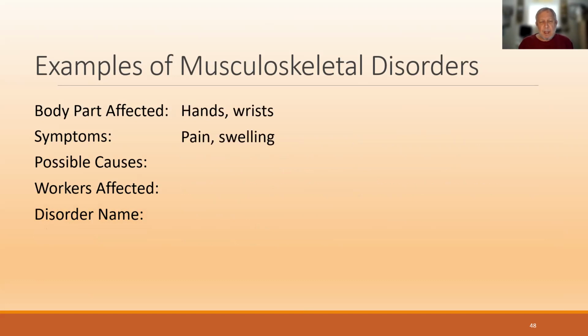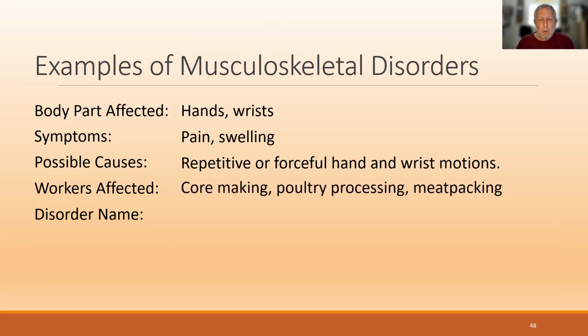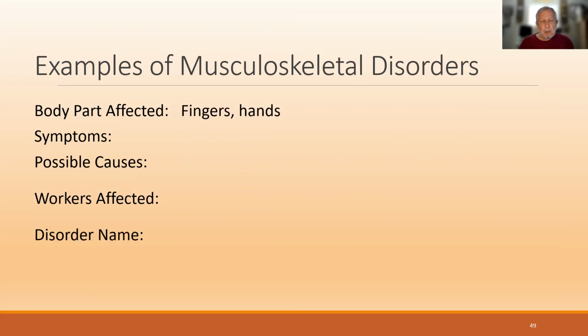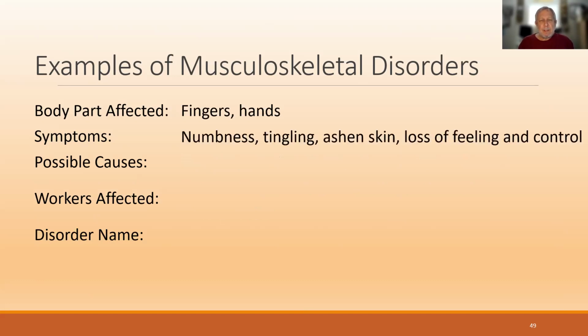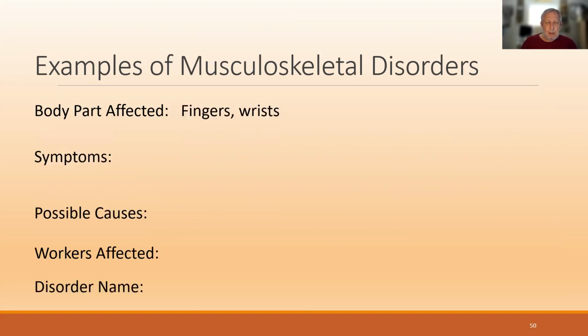Hands and wrists: symptoms are pain and swelling. Repetitive or forceful hand and wrist motion are the possible causes. Core making, poultry processing, meat packing, and that's called tenosynovitis. Anybody that's using their hands particularly forcefully. Part of the body affected, fingers and hands. Symptoms: numbness, tingling, ashen skin, loss of feeling and control. Could be exposure to vibration, chainsaw, pneumatic hammer, gasoline powered tool operators. And that's a lot of times leads to Raynaud's syndrome or white finger.